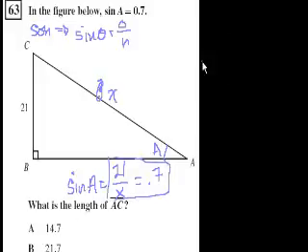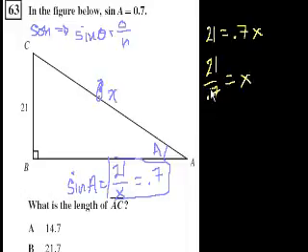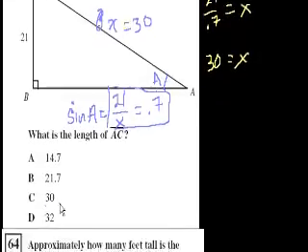If you multiply x times both sides, you get 21 is equal to 0.7x. Then you divide both sides by 0.7. You get 21 over 0.7 is equal to x. 21 divided by 7 is 3, so 21 divided by 0.7 is 30. So x is equal to 30, and that's the length AC. That's choice C. Next question, 64.